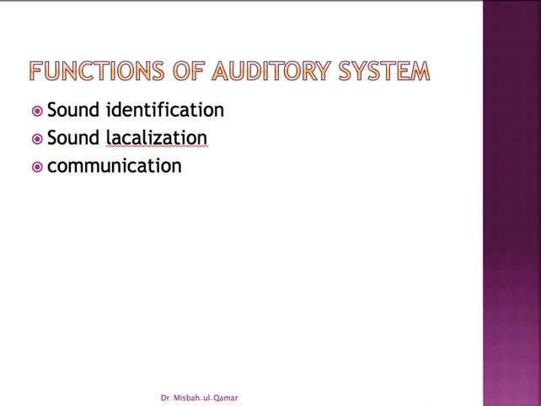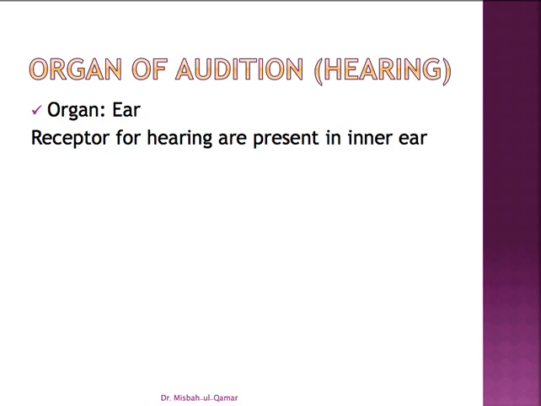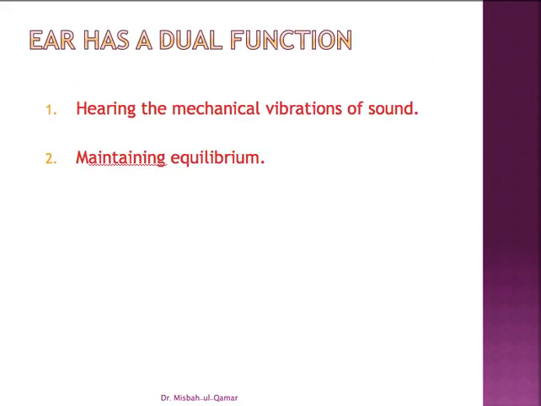The organ which is used by audition or for hearing, that is ear, as you all know. And ear consists of external, middle, and inner ear. The neural receptors for hearing are present in the inner ear. Now we will look at the functions of ear as a whole.